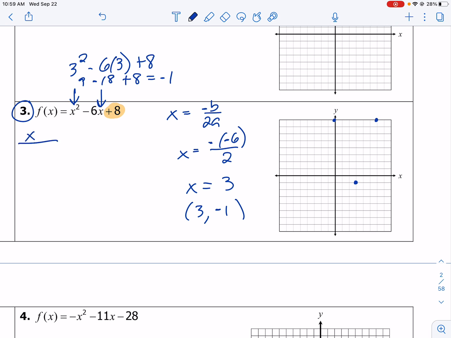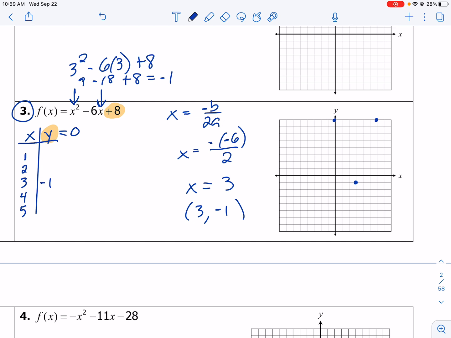So what we'll do then is we'll make a table and we'll plug in some values on either side of our vertex, which again was at 3, negative 1. And we're going to look for when we get a y value of 0. We want where y equals 0, because that would be where it's crossing the x-axis. Okay, so let's just plug in points to the left and to the right. That should be enough because at 0 we already have this point right here. All right, let's plug them in, see what we get.